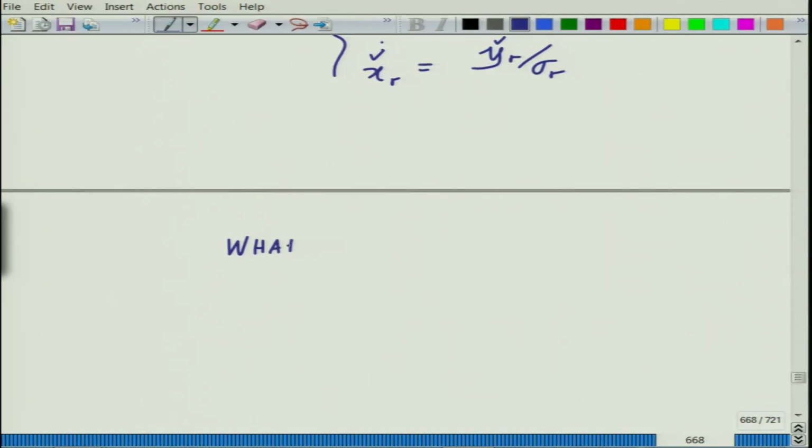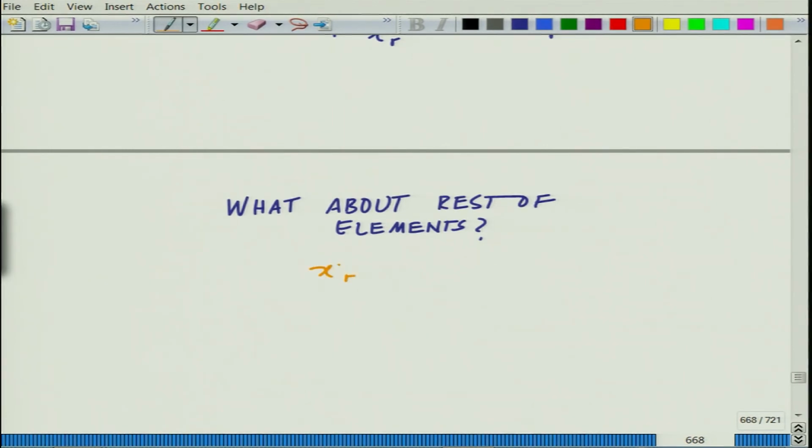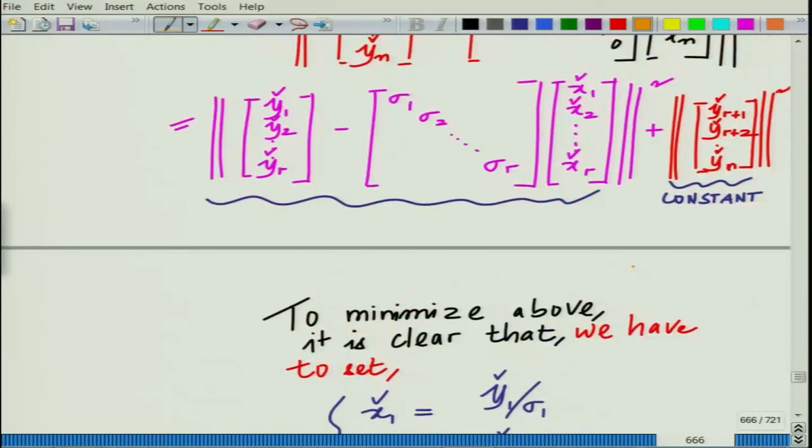That is, what about the rest of the elements, that is x r plus 1 check, x r plus 2 check and x n check. What do we mean the rest of the elements? That is, we have the x r plus 1 check, x r plus 2 check, so on up to x n check. Now, what about these? Notice that these do not affect the least square solution, because it does not depend on this. You can see from here, this does not affect the least squares, that is, it does not affect the error.